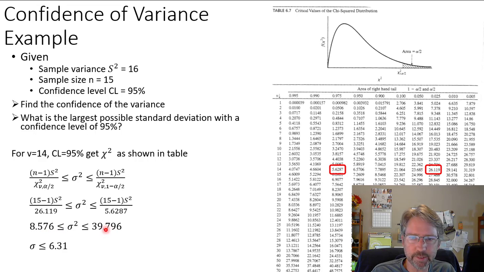So this is the confidence of the variance. We don't get a nice symmetric plus or minus. We get a lower bound and an upper bound for this calculation. If we want to find the largest possible standard deviation with a confidence level of 95%, it's here in the same answer. If we take the square root of both sides, 6.31 is the square root of this 39, and that would be the highest standard deviation with 95% confidence.